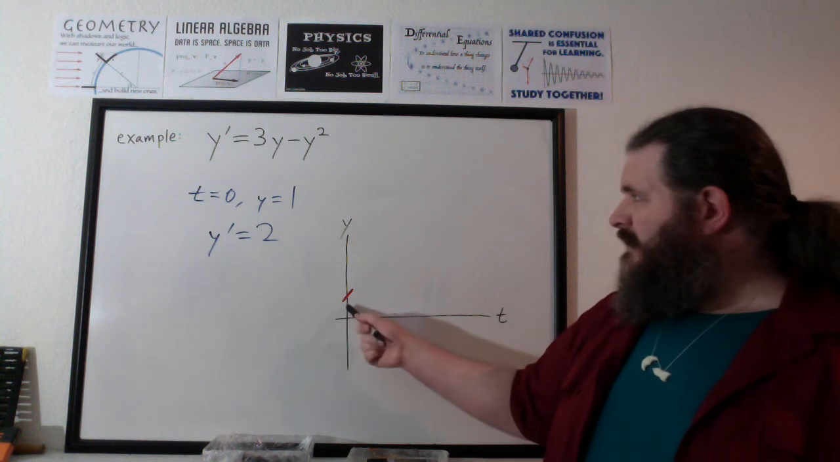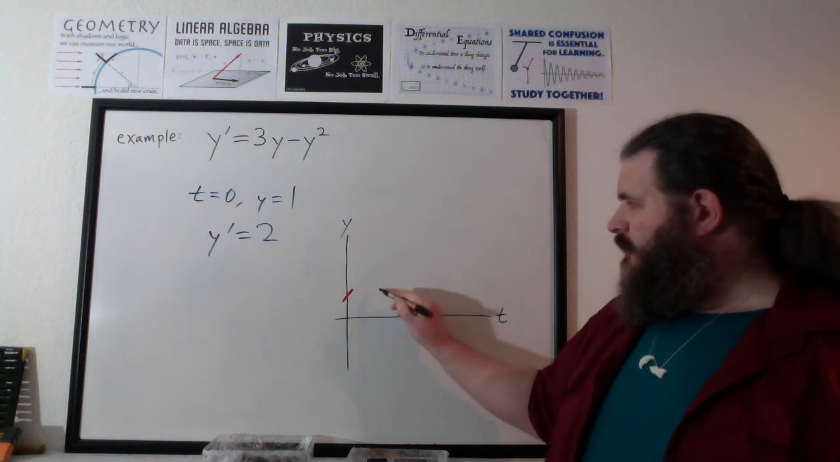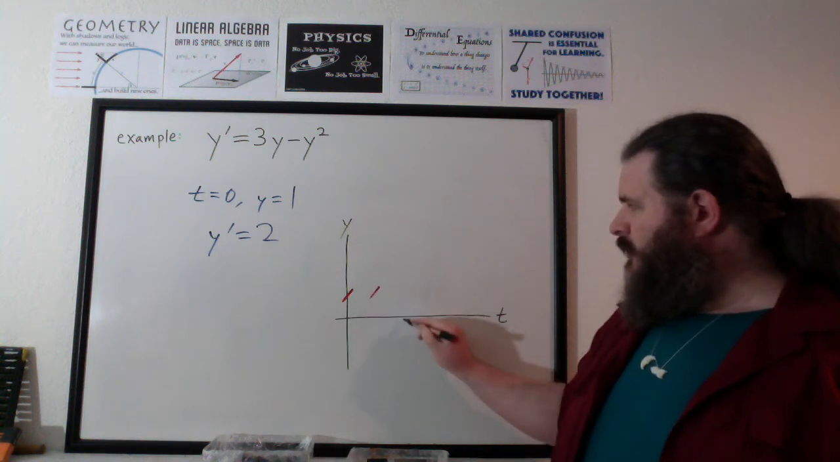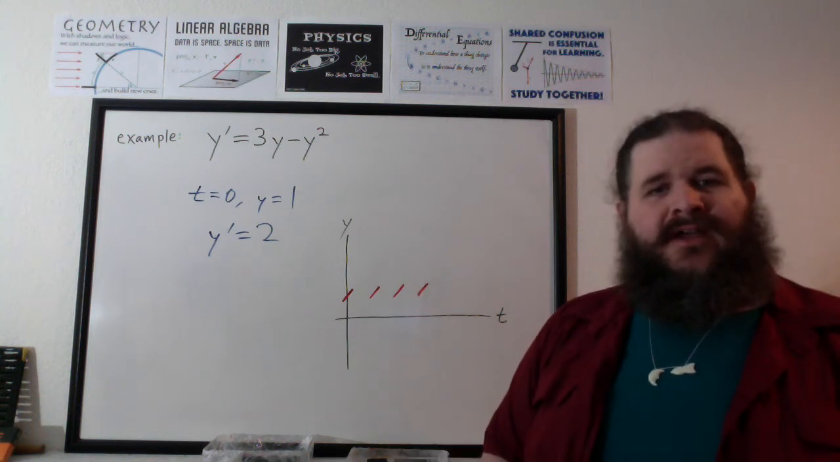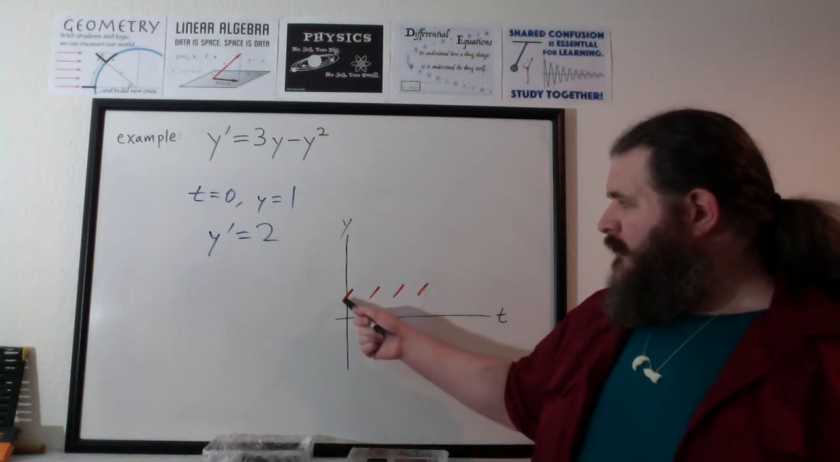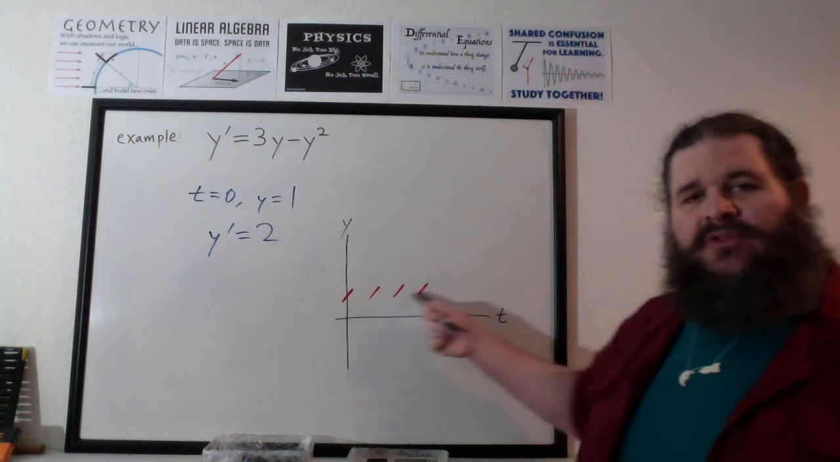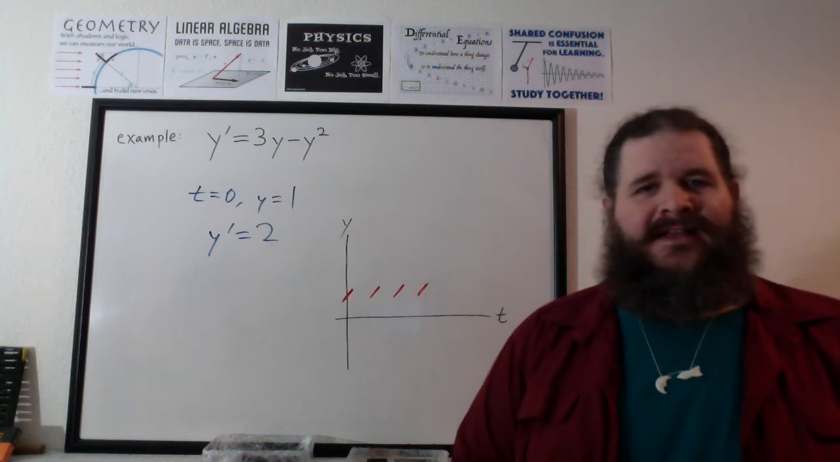If we change t, let's say we have 1, 1, the slope is still going to be 2. Or 2, 1, the slope is still going to be 2. So you don't need to worry about t values at all. If you just choose a y value and calculate the slope, it's going to be the same slope at that y value no matter what t is.